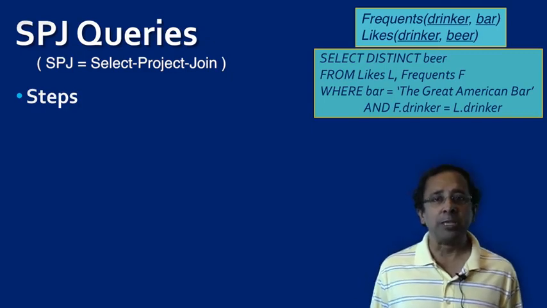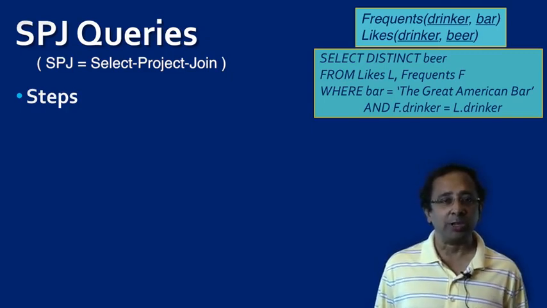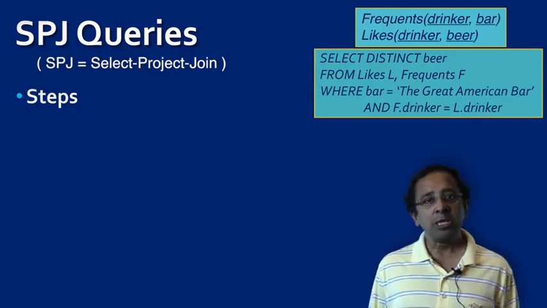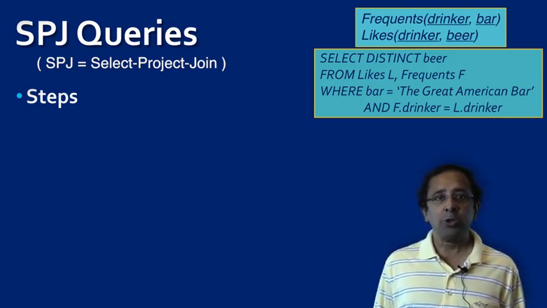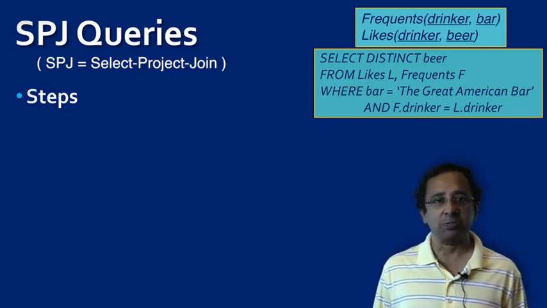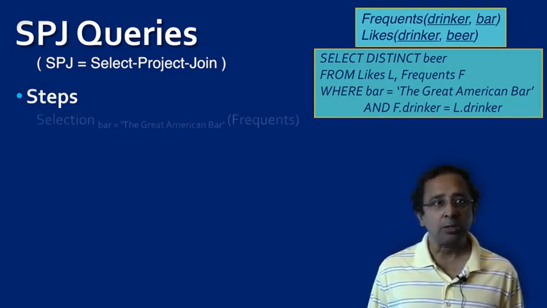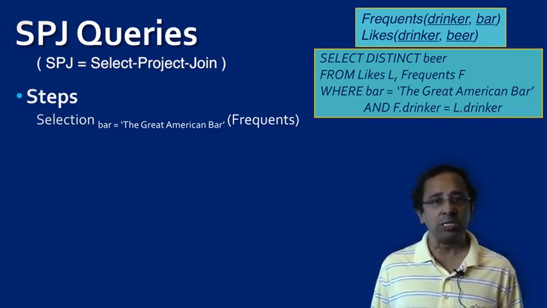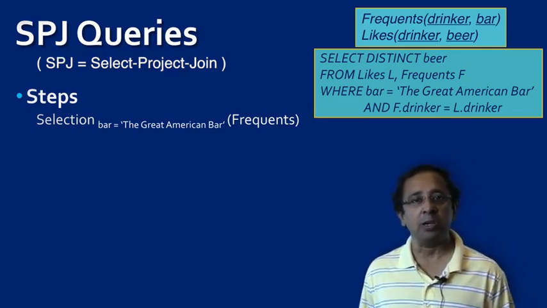Now let's look at the query again, this time from the viewpoint of evaluating the query. There are many ways to evaluate the query, but the way it's most likely to be evaluated is this. The query will first look at the tables that have single table conditions. So it would perform a select operation on the frequents table to match the records with the condition that the bar is equal to the Great American Bar.